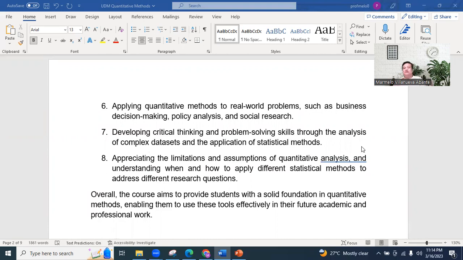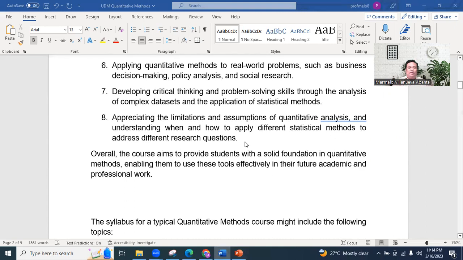And appreciating the limitations and assumptions of quantitative analysis and understanding when and how to apply different statistical methods to address different research questions. Overall, the course aims to provide students with a solid foundation in quantitative methods, enabling them to use these tools effectively in their future academic and professional work.